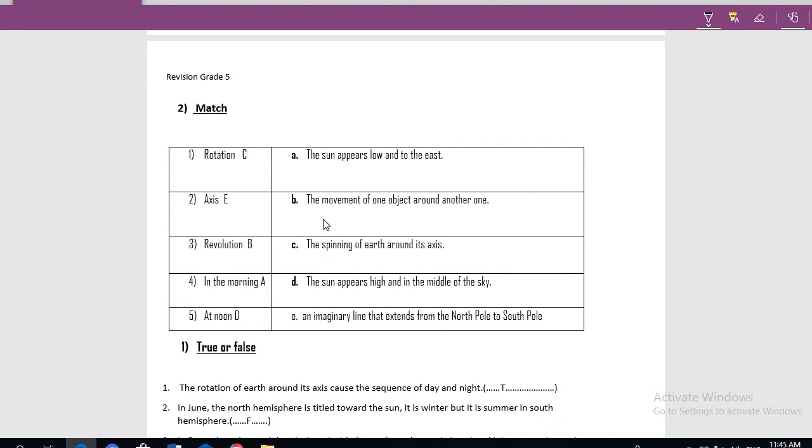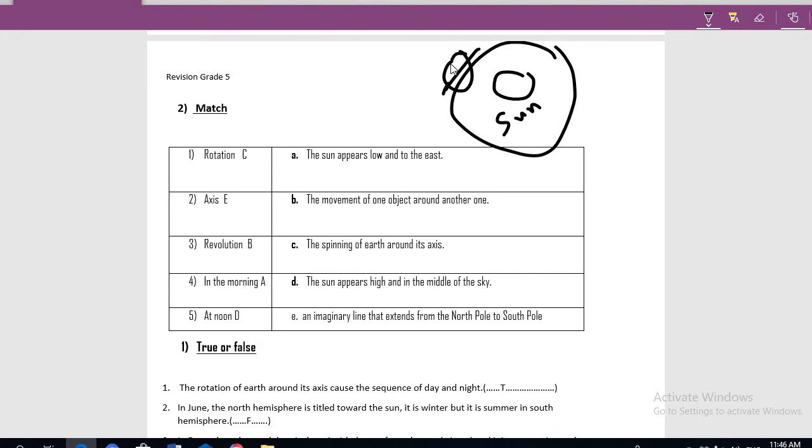Revolution: movement of one object around another one. So Earth, this is the sun, and Earth revolves around the sun. This one is Earth. Earth revolves around the sun. So revolving or revolution means movement of one object around another object. The movement of one object around another one is called revolution. Movement of Earth around the sun or around another object.